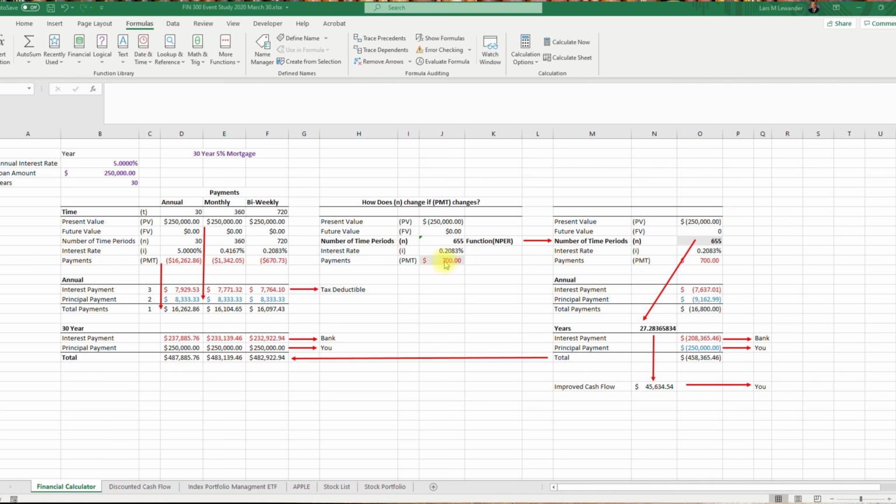What if I would pay $700 instead? Now if they pay $700, that's only $30 extra per paycheck. Now for the calculations, it changes how many time periods it will actually take to pay off this house.